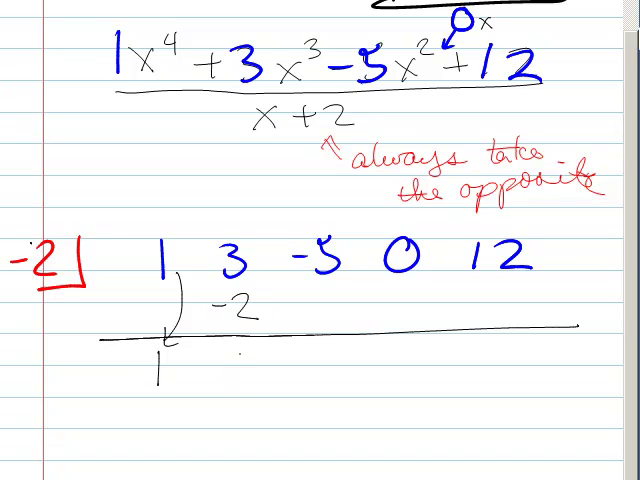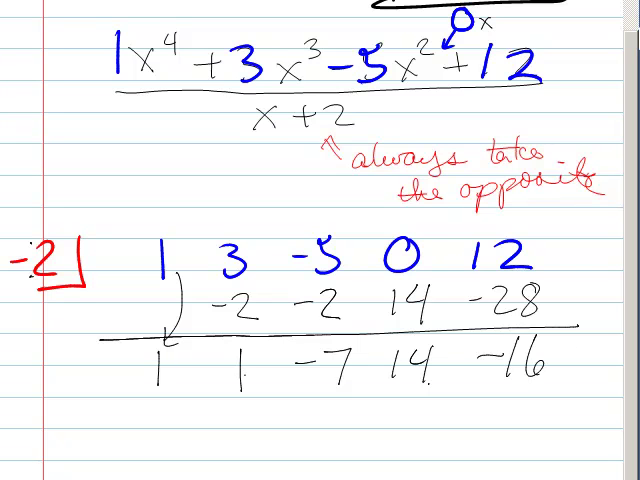3 minus 2 is 1. Negative 2 times 1 is negative 2. Negative 5 plus negative 2 is negative 7. Negative 2 times negative 7 is 14. 0 plus 14 is 14. Negative 2 times 14 is negative 28, and then I add this down. Negative 28 plus 12 gives us negative 16.